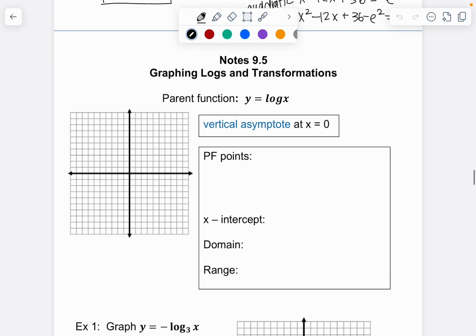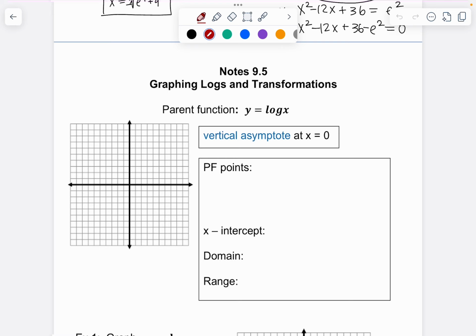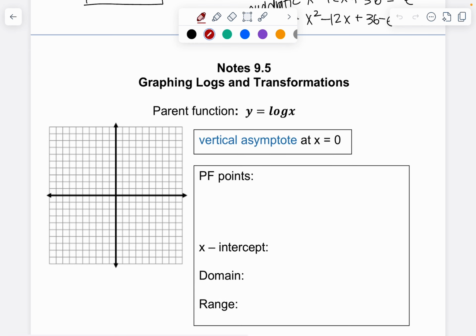All right, in this lesson, we are going to graph log functions. And so just like with exponential functions, we can have different parents depending on the base. The first parent function we're going to look at is common log, which is log base 10. Thinking back to our exponential unit, when we are graphing exponential functions, let's just look at y equals 10 to the x.